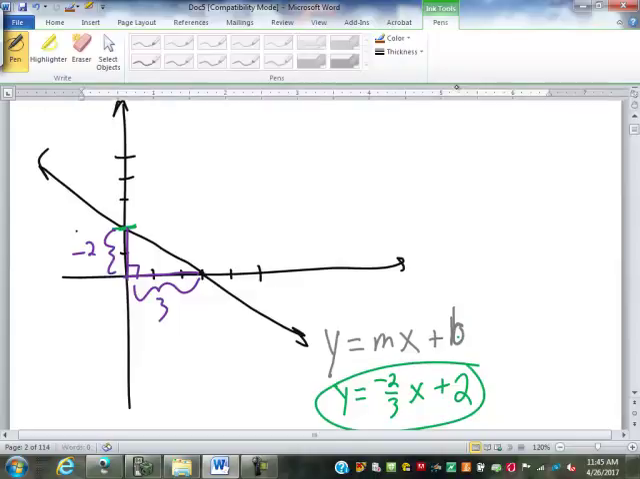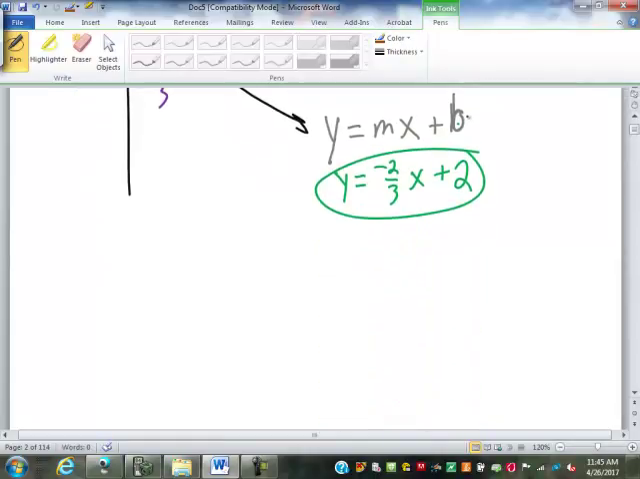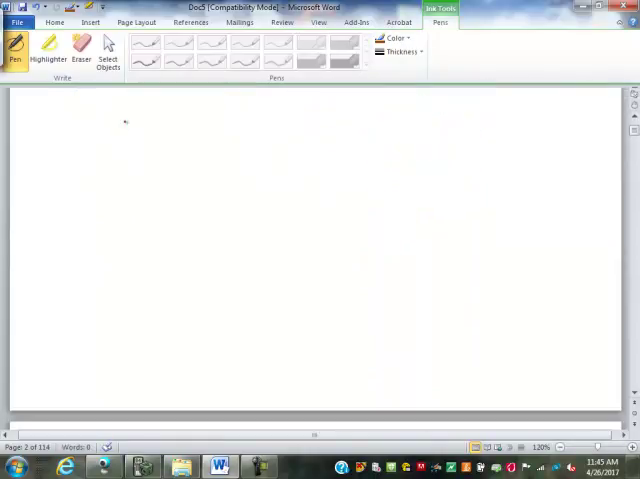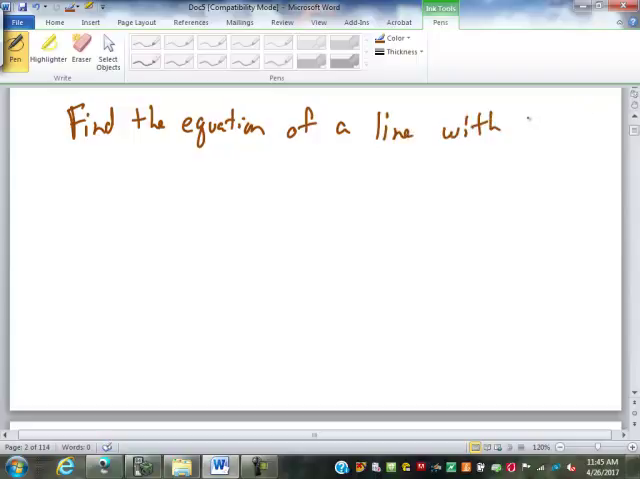Well, rather than having the graph in front of us, we're going to look at this. Find the equation of a line with slope of 3/4 and y-intercept of negative 1.